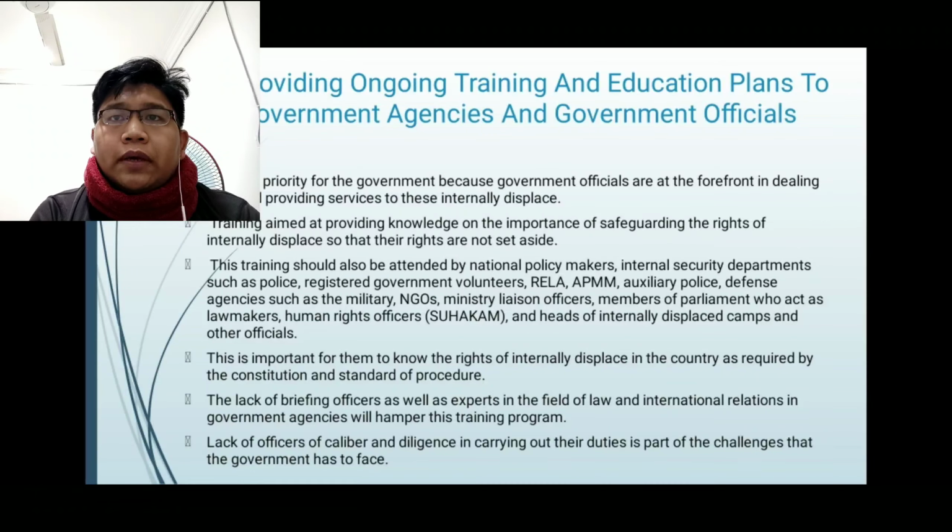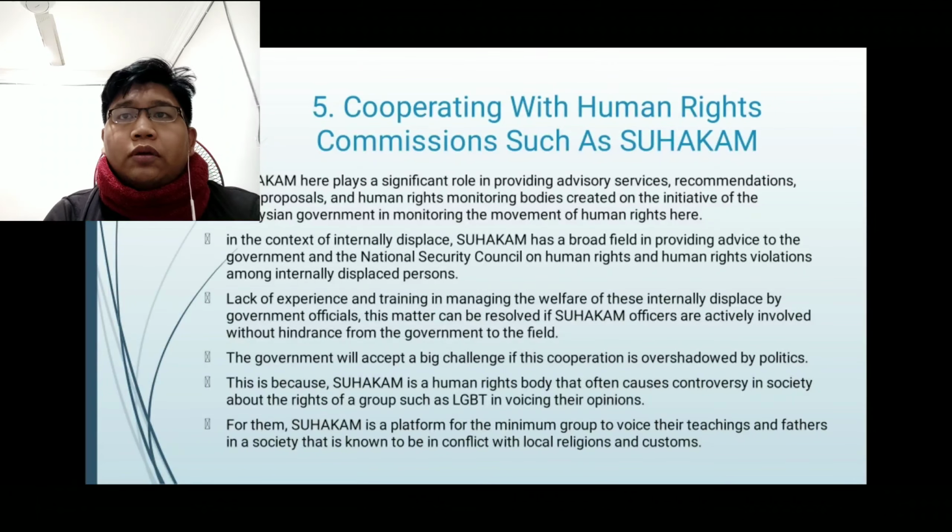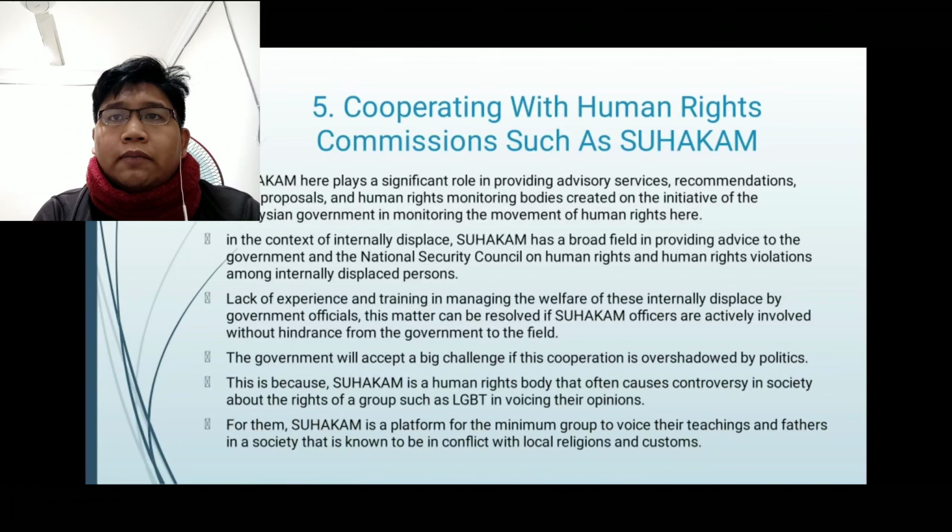This training should also be attended by national policy makers and internal security departments such as the police, registrar, government volunteers, RELA, APM, or others. The last one is cooperating with human rights commissions such as SUHAKAM. SUHAKAM here plays a significant role in providing advisory service, recommendations, legal proposals, and human rights monitoring, a body created on the initiative of the Malaysian government in monitoring the movement of human rights in the specific area, that is the internally displaced persons.